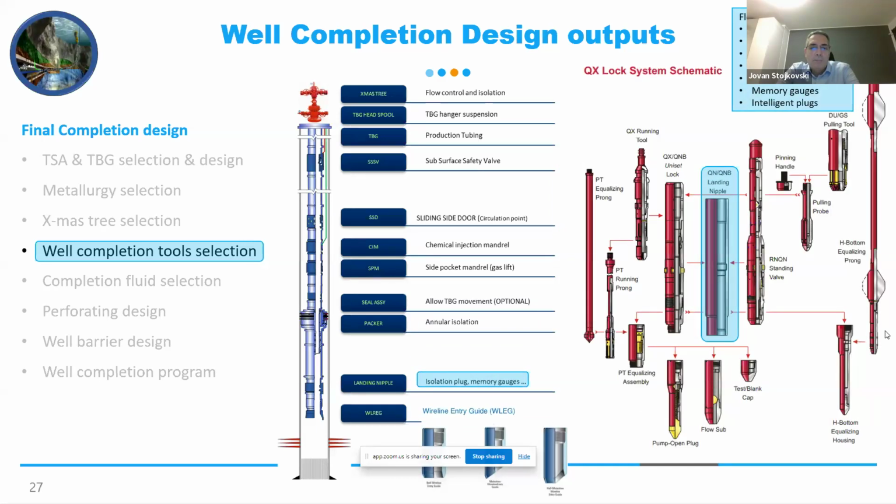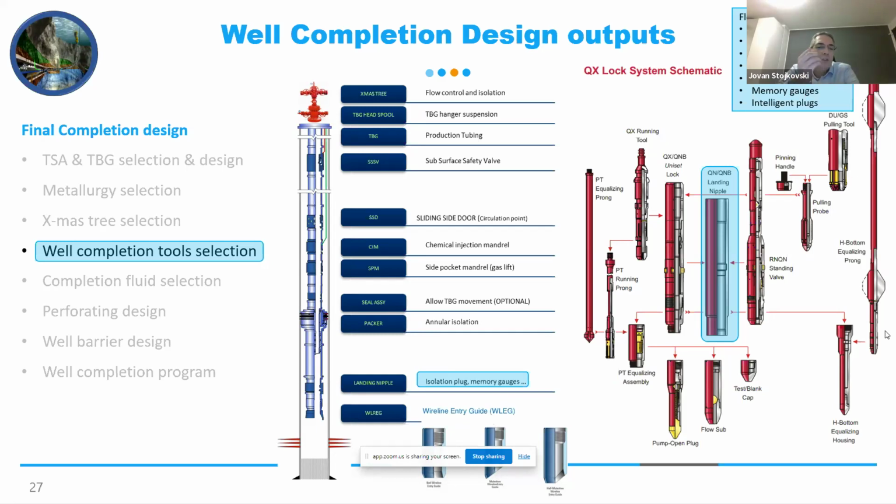Going to isolation plugs and memory gauges. Basically, we use a landing nipple to put any kind of flow control devices. Flow control devices, the words themselves are self-explanatory. This is a component we can use for different purposes, but the main purpose is to control the flow. We can choke the flow, or we can put a plug to isolate our reservoir from the rest of the well. We can use a plug to test the tubing to see if the tubing is okay, or we can set the plug to set these hydraulically set packers.